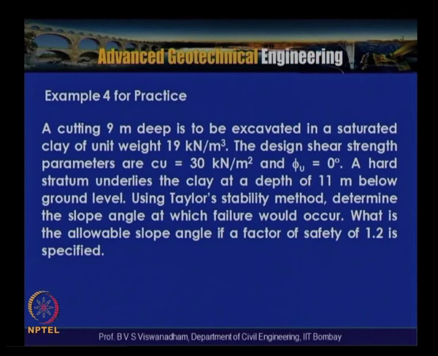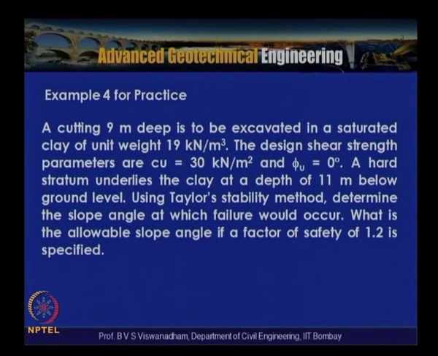So before discussing the rapid drawdown conditions, let us look into example 4 for practice. In this particular problem, a cutting of 9 meter deep is to be excavated in a saturated clay having a unit weight of 19 kilonewton per meter cube. The design shear strength parameters are Cu 30 kilonewton per meter square and phi u equal to 0. A hard stratum underlies the clay at a depth of 11 meter below the ground level. Using the Taylor stability method, which we have discussed earlier, determine the slope angle at which the failure would occur, and what is the allowable slope angle if a factor of safety of 1.2 is specified.